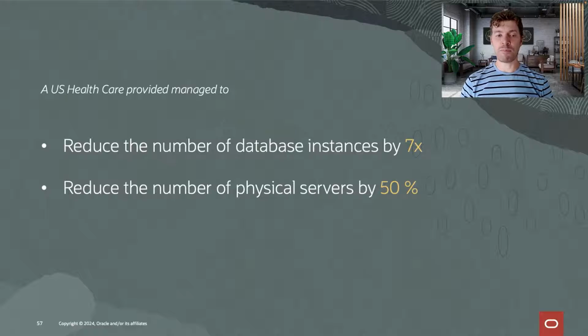We have an example here of a US healthcare provider that, using multi-tenant, reduced the number of instances by a factor of 7. So it had 7 times fewer instances than before. And it reduced the number of physical servers by 50%, so half of the physical servers. And why? Because of all the memory, processes and files consolidation that I just talked about on the previous slides.